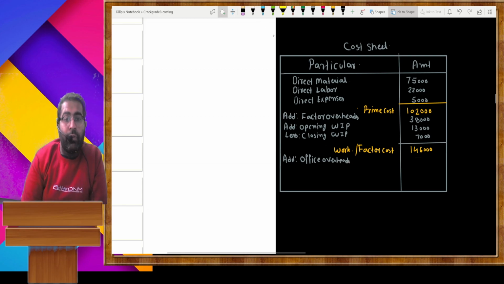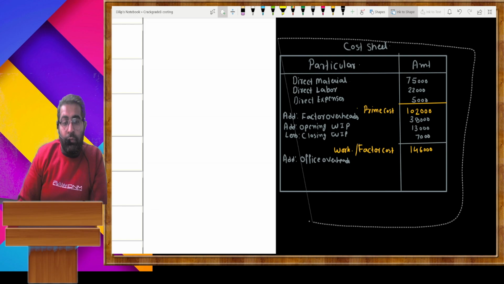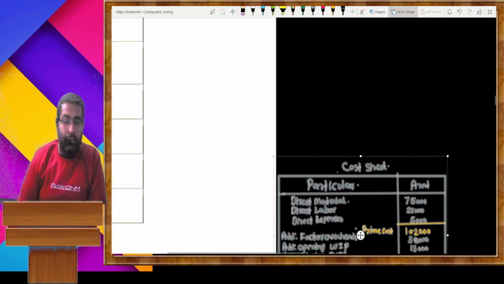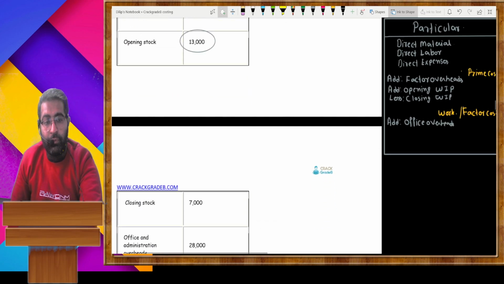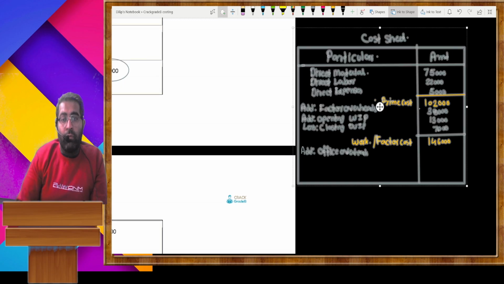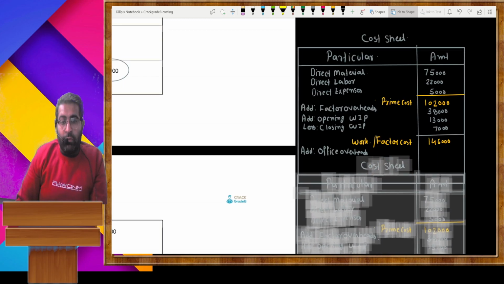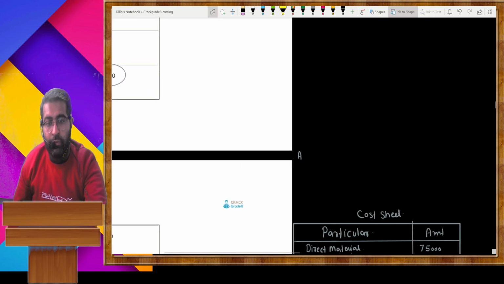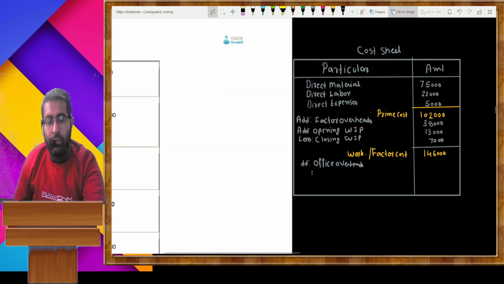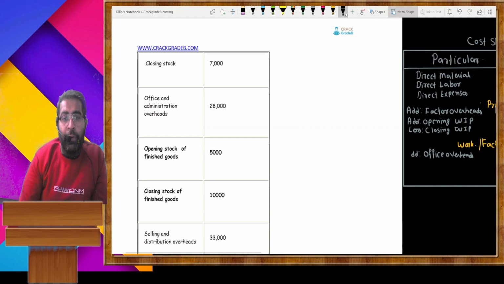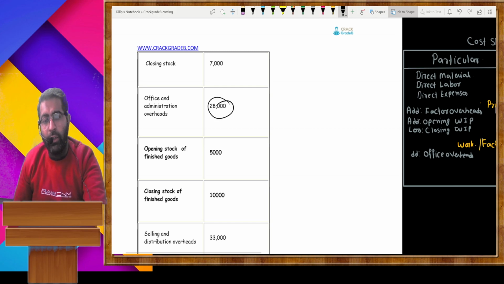Again I'm moving further this whole table. Just look at here. Need to move downstairs. Look at here. All the type of office expenses is given 28,000. Write it directly.